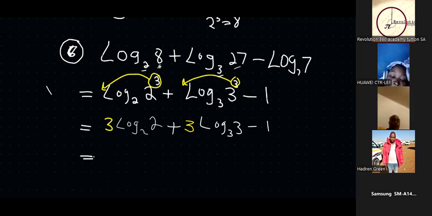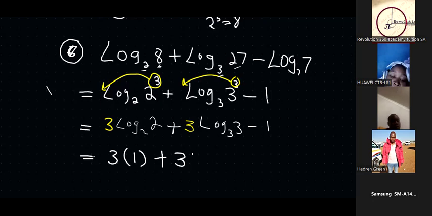What is log 2 base of 2? That should be 1. You write 1. Then you say plus 3. What is log 3 base of 3? That should also be 1. Write 1. And then you say minus 1. Am I making sense?